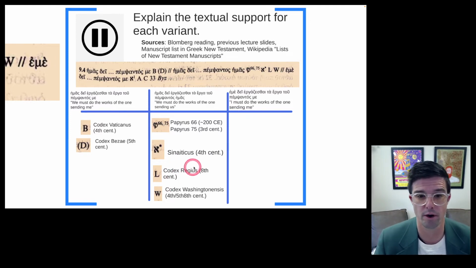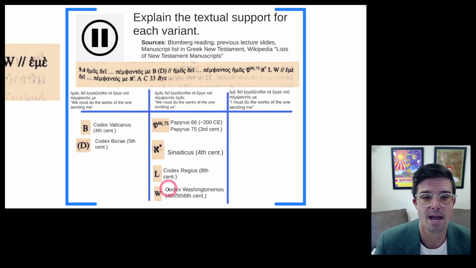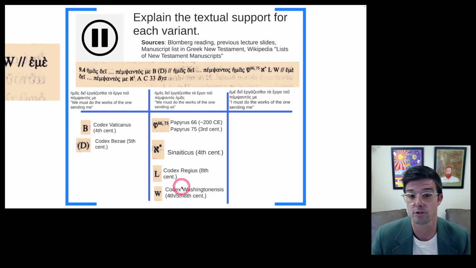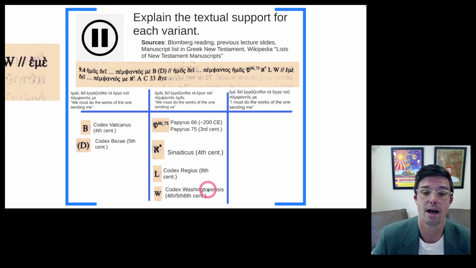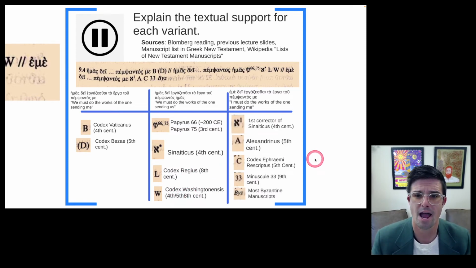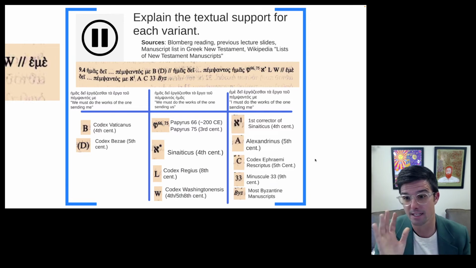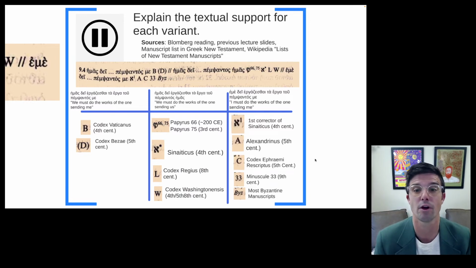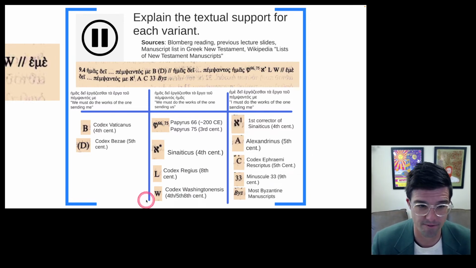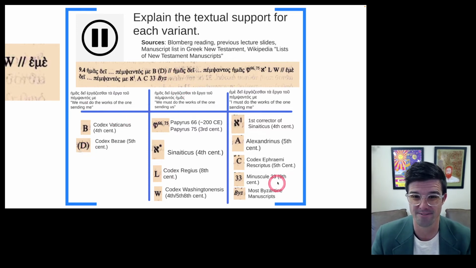L refers to Codex Regius from the 8th century, and W refers to Codex Washingtoninus from the 4th or 5th century. Excuse the 8th century in there. It should just say 4th or 5th century there. And then there are more than 5 and more than 4 and more than 2 manuscripts attesting to each one of these, but there are 2 and 4 and 5 presented in our Greek Reader's Edition, respectively.